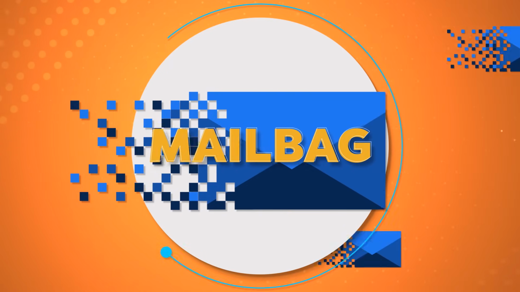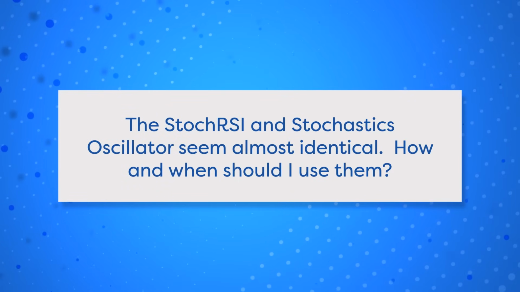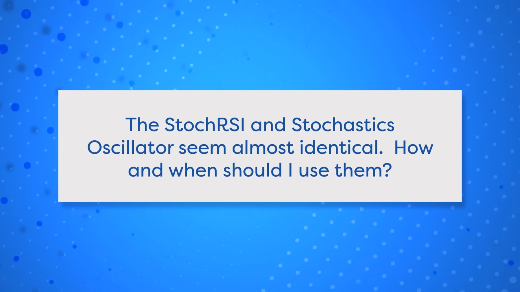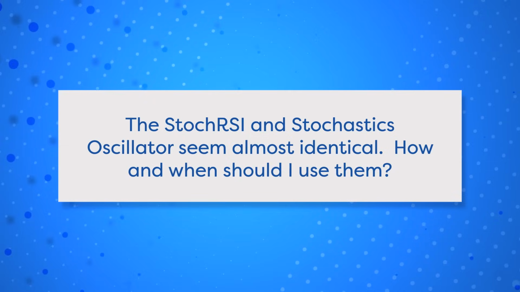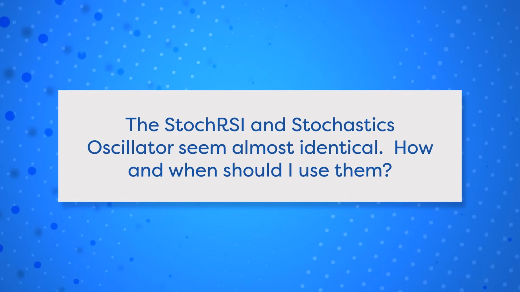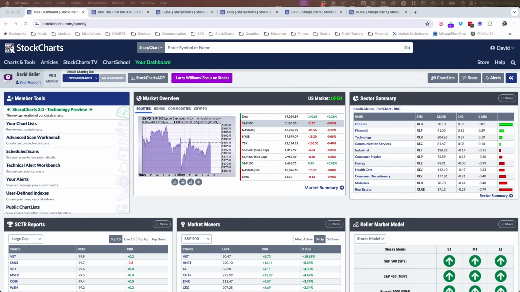With that in mind, let's get to question number one. The Stochastics RSI, or the StochRSI, and the Stochastics Oscillator. Those two indicators seem almost identical. How and when should I use them? It's a really good question, actually, by the way. And to be honest with you, I have found that there are a lot of oscillators like RSI, Stochastics, StochRSI, the Williams Percent R, the Commodity Channel Index, all very, very similar.